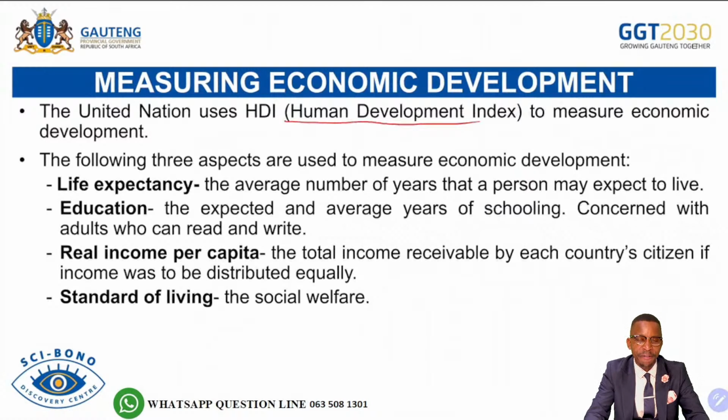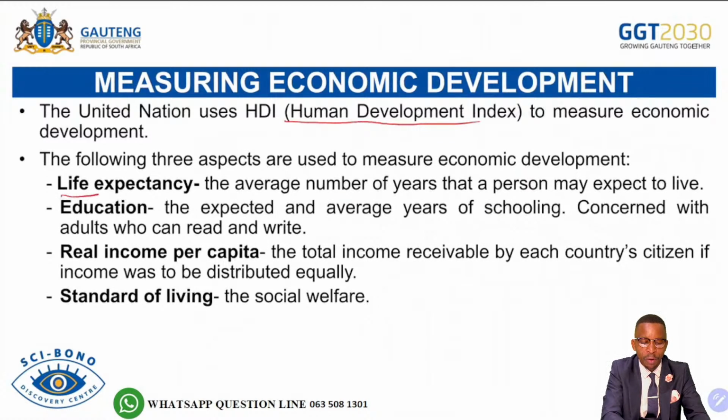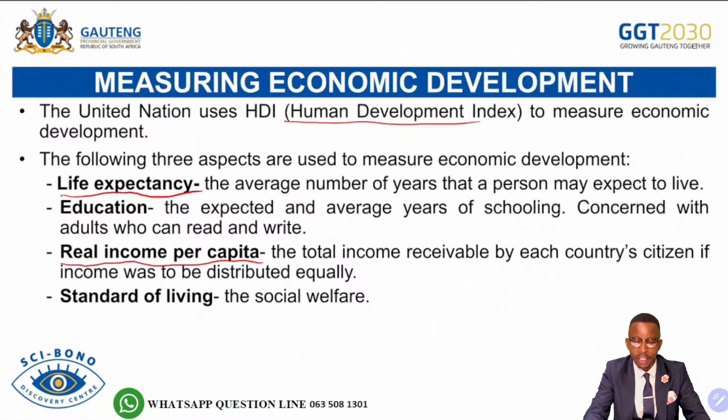You will be mentioning life expectancy, which is known to be the number of years a person is expected to live from birth to death. Education or literacy rate, which is known to be the expected average years of schooling, concerned with adults who can read and write. Also, real income per capita, or GDP per capita. This is the total receivable income by each country's citizens, or by a working population, if income is distributed equally or fairly. Then we have standard of living. This is known to be the welfare of the nation, or the wellness of the nation. These are four measures of economic development.